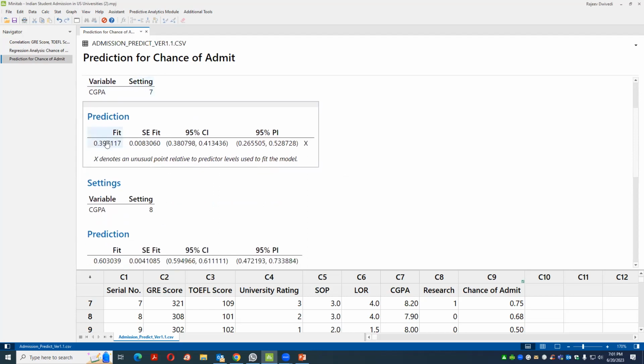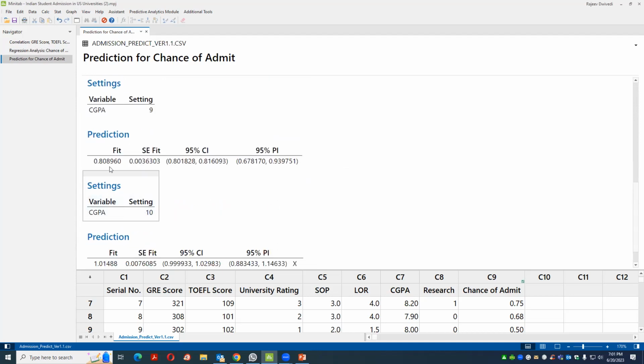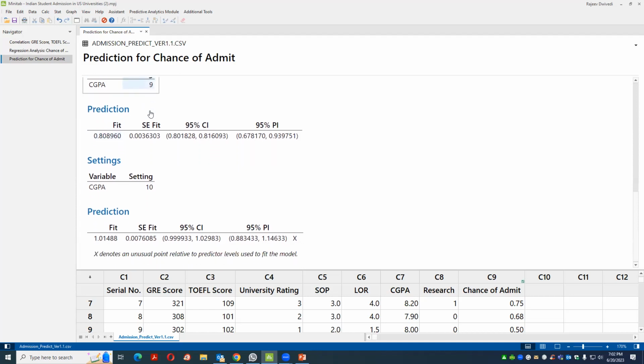This is the value fit. You have a 39 or 40% chance of admission. When you have GPA 8, you have a 60% chance of admission. When you have GPA 9, you have an 80% chance of admission. When you have GPA 10, you have over 100% chance of admission.